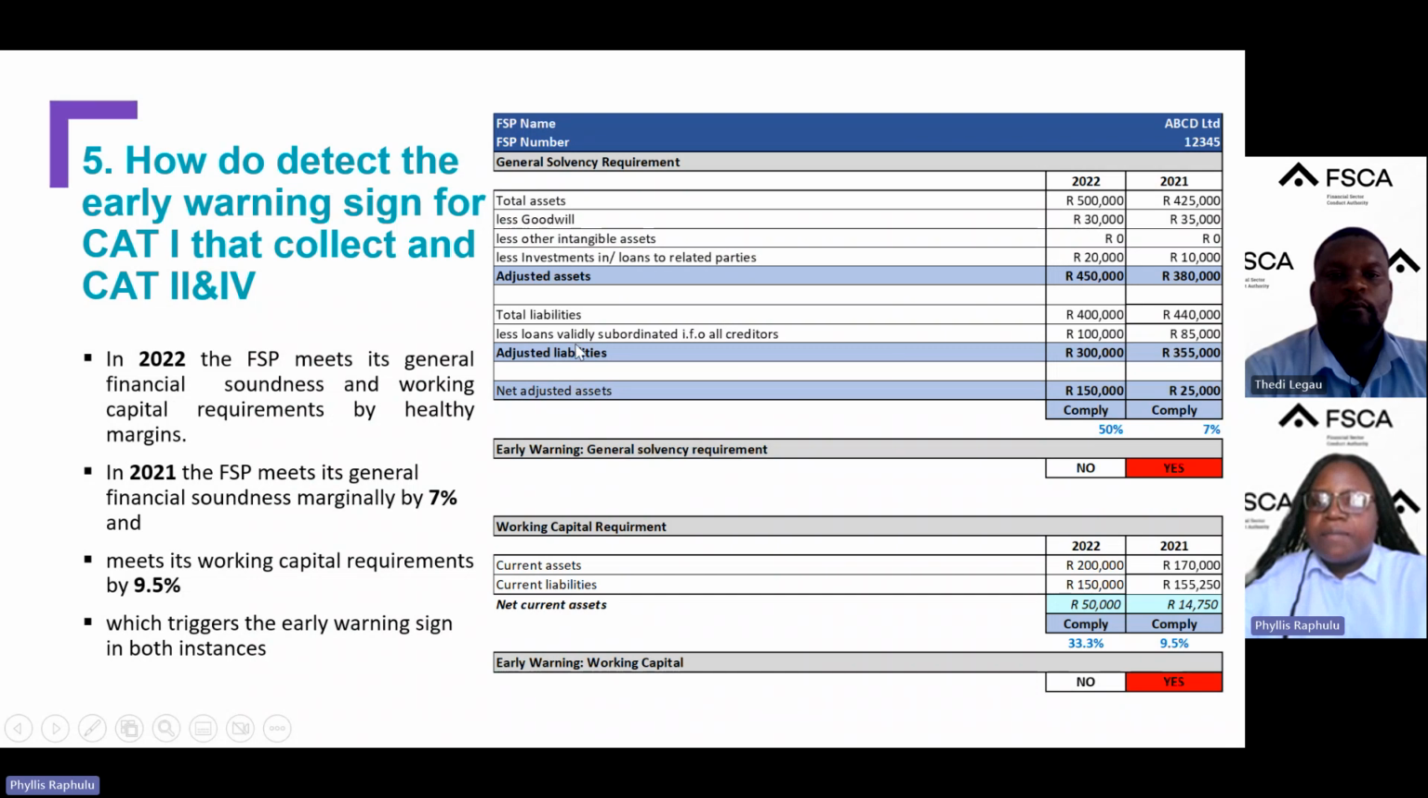Then on the total liabilities, we're going to less subordinated loan, which will give us the adjusted liabilities. Then after that, we're going to take the adjusted assets and less adjusted liabilities in order to get the net adjusted assets. So in our example here, how are we going to see if the early warning sign has been triggered?